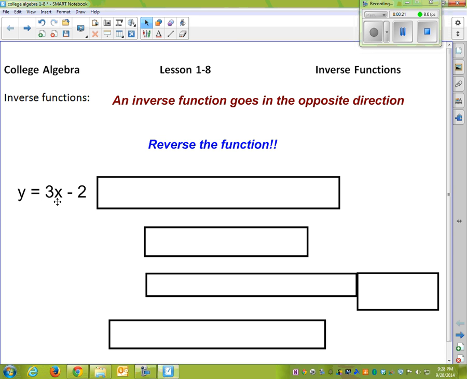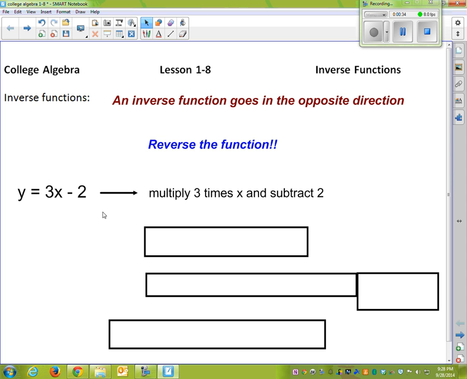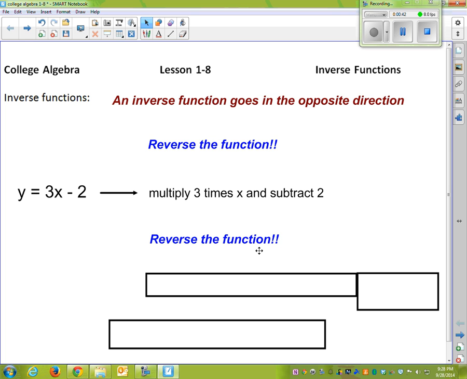So if I give you 3x minus 2, to find the inverse, we need to reverse those operations. So let's first talk about what this equation is asking us to do. It's asking me to multiply 3 times the x and then subtract the 2. If I reverse that equation, I have to go in the opposite direction and do the opposite function.